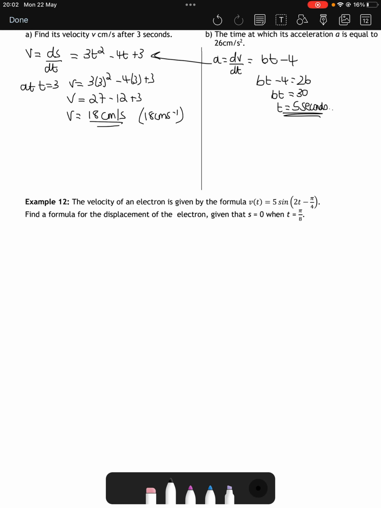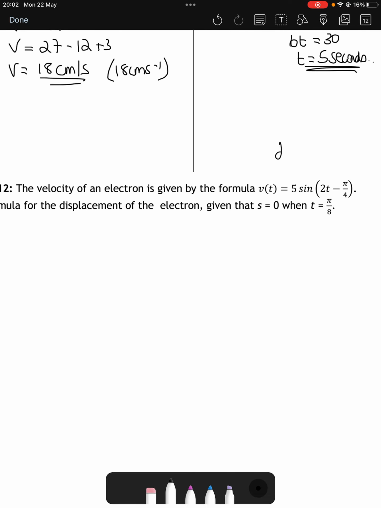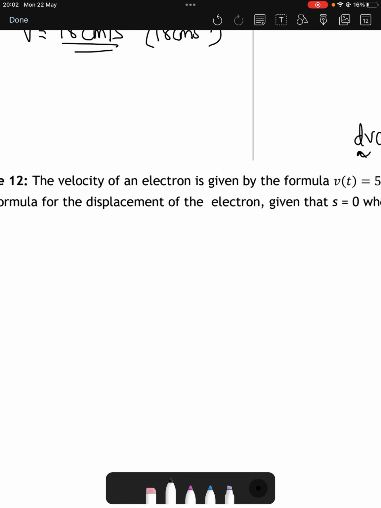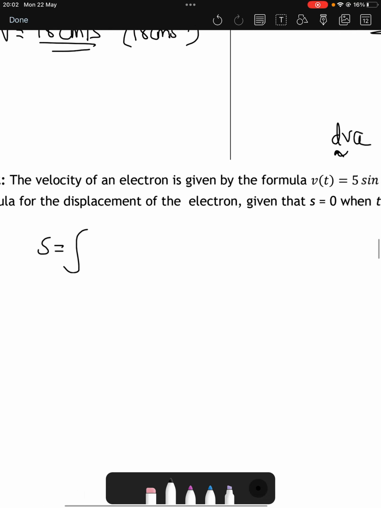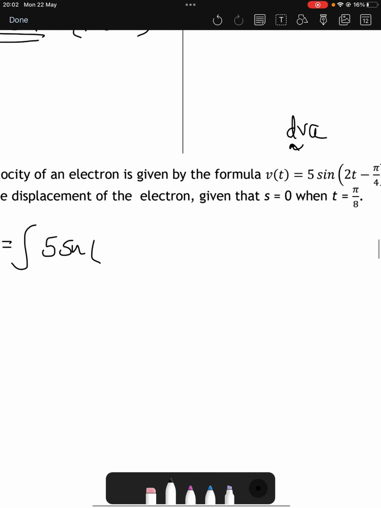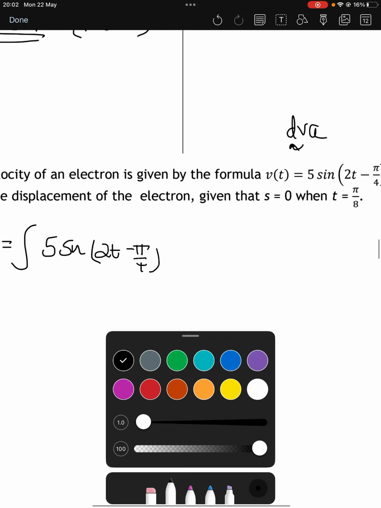Okay, example 12. The velocity of an electron is given by that formula. Find the formula for the displacement of the electron, given that when s is 0, t is that. Right, so we know velocity. We're going back to displacement. We are integrating. So it's not as obvious this time. It's not explicitly saying it, but we need to know that we're integrating to get from velocity back to displacement. So our displacement, s, is the integral of velocity, 5 sin of 2t minus pi over 4, dt, because we're integrating with respect to t.